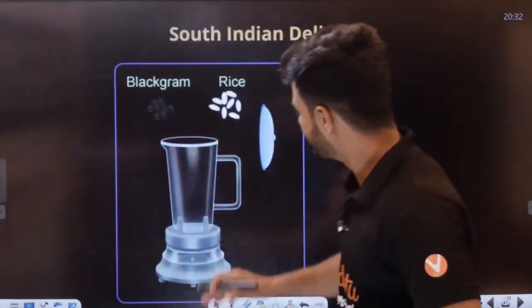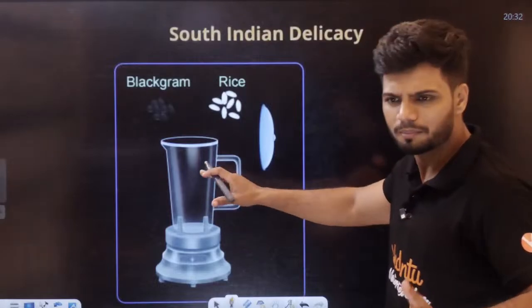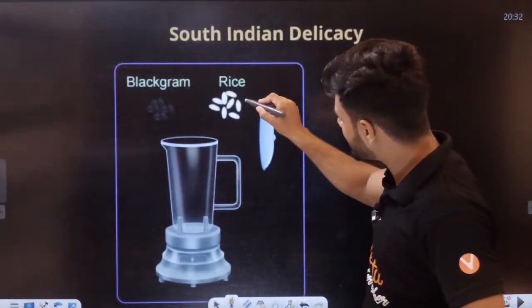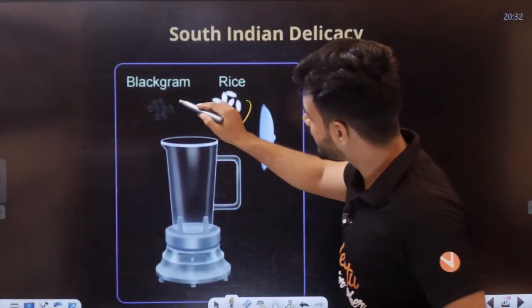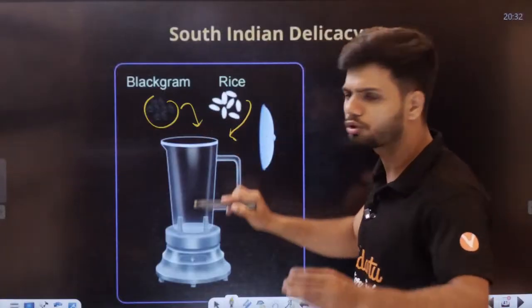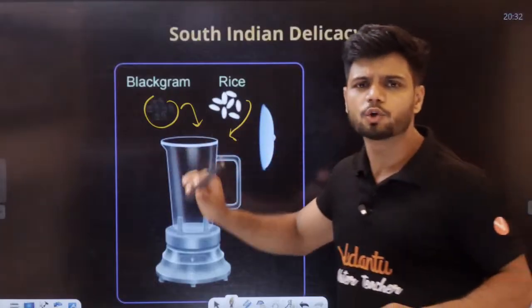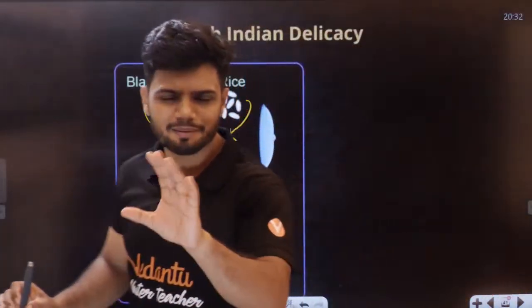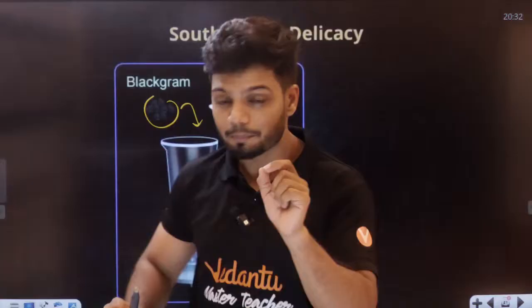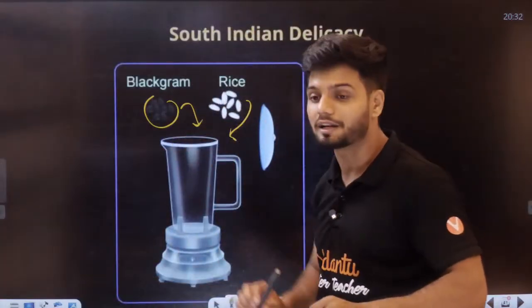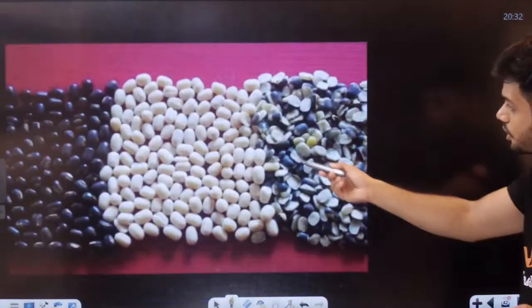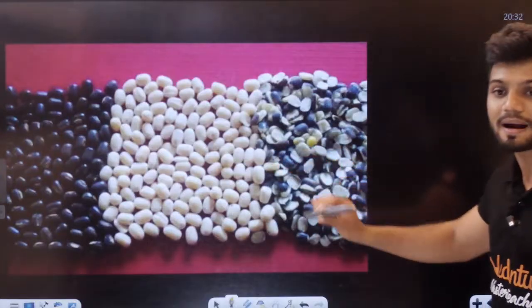Okay, students, let's say this is a blender here, or a mixie. Here I will add rice into it. I will add black gram into it, urad dal. All of you know urad dal, right? I add water into it. But I am not adding any bacteria, because bacteria is actually present in this urad dal itself. Urad dal also itself has a bacteria.